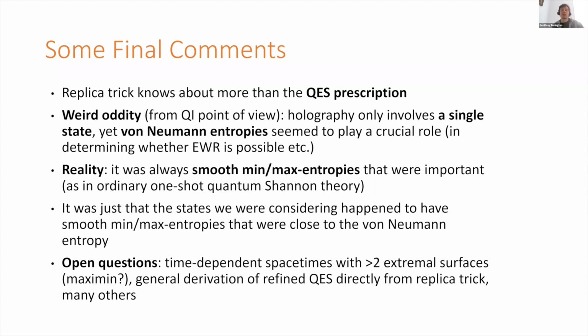Final comment is that there are a lot of leftover open questions from this. As I mentioned, extending this more general rule from more than two extremal surfaces to time-dependent spacetimes beyond the static case is something that we're still trying to work out how to do. Maybe it will require using the so-called maximin prescription. We don't really know at this point what the right thing is.